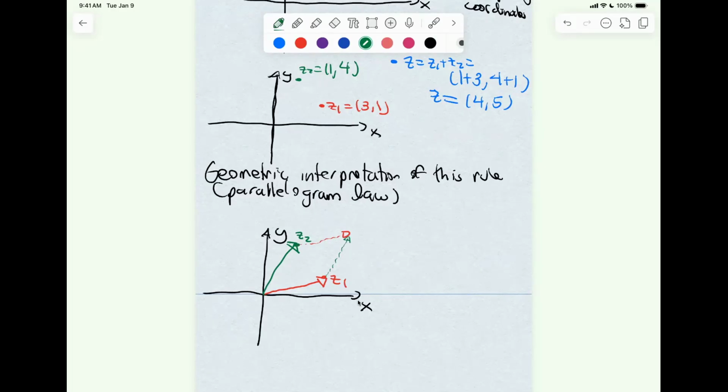You see a parallelogram, and the sum corresponds to this diagonal that is here. So the sum geometrically is one of the diagonals of this parallelogram.